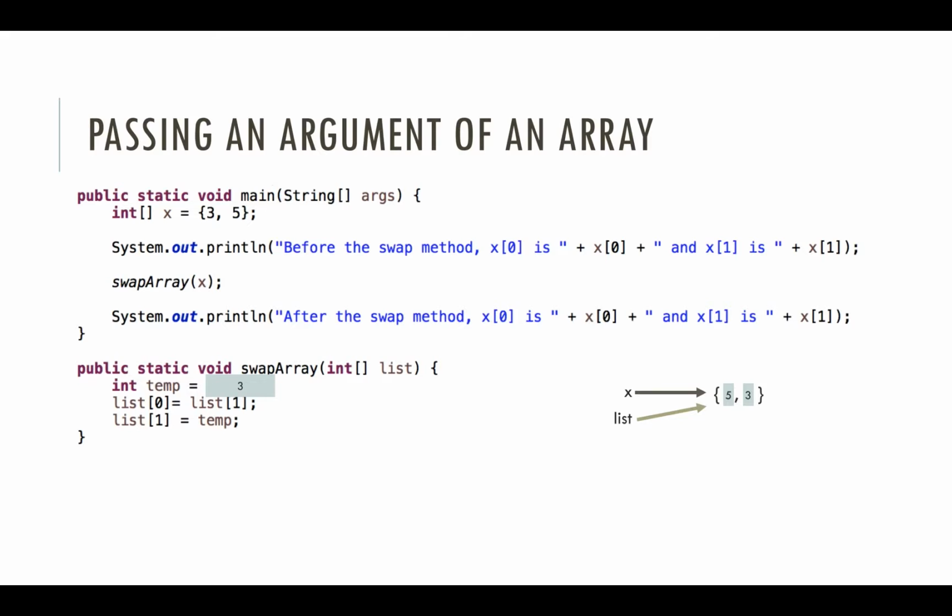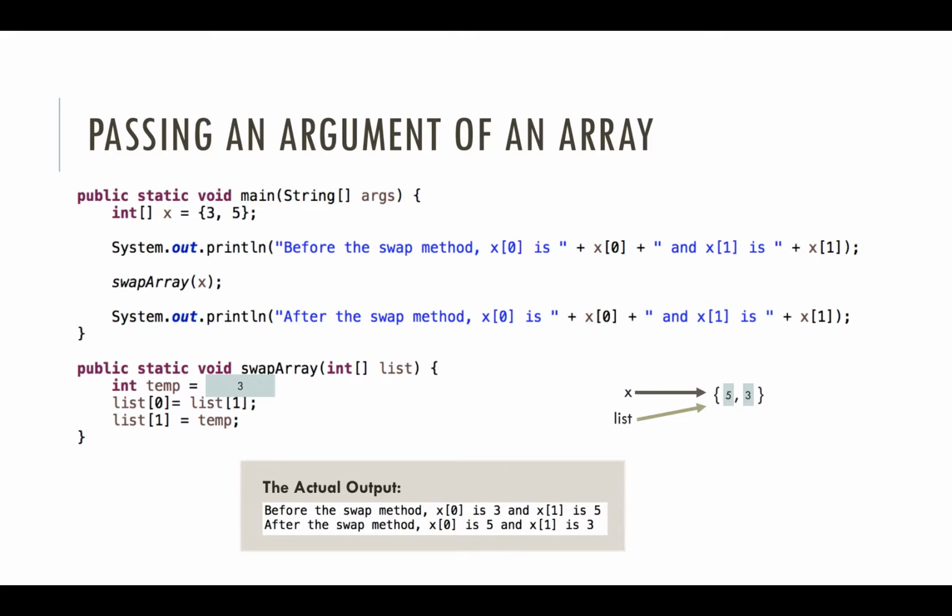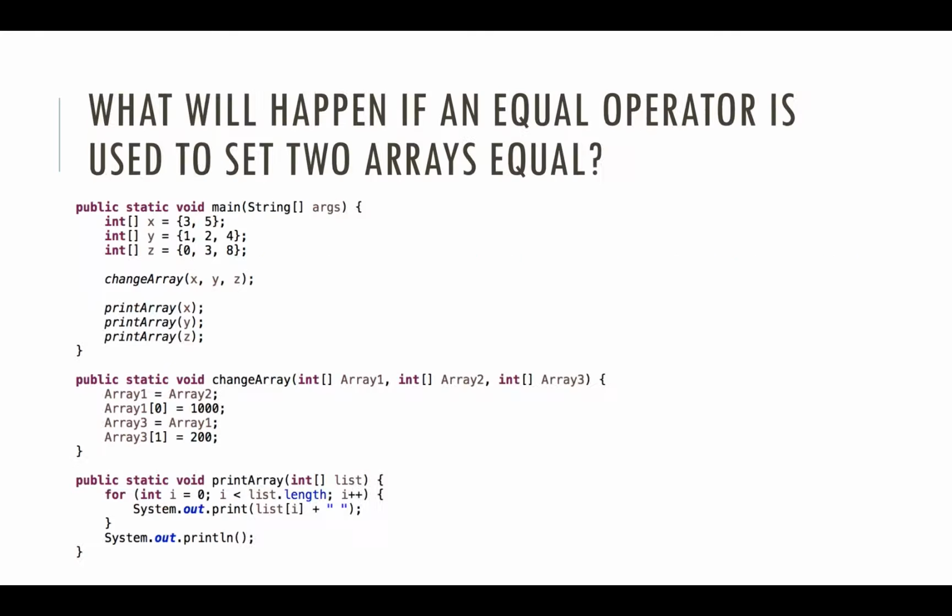When we go back to the main method and try to print out the value of x for index 0 and index 1, we're going to find out that these values are changed. This example of passing an array to the method shows us that the changes that we make inside the method persist outside in the main method.